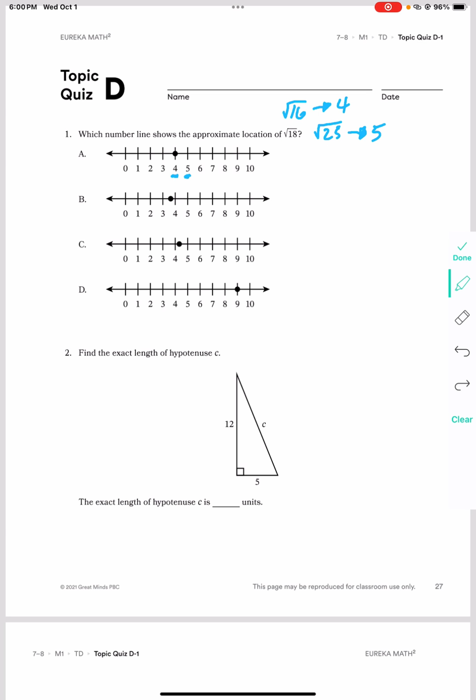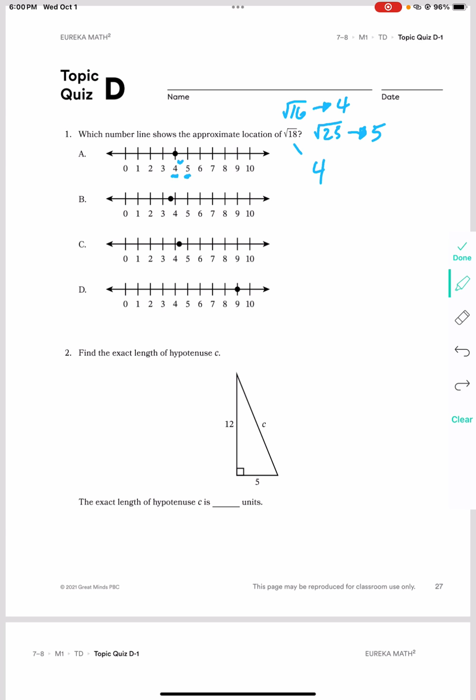Okay, so since it falls between 4 and 5, I know that it's in the middle. So that means the first number that I would use, or the whole number of this square root, would be 4. It's 4 point something. Okay, all right. Everybody got that?